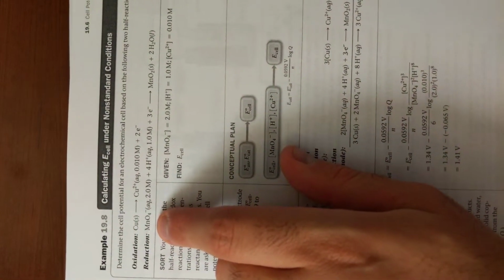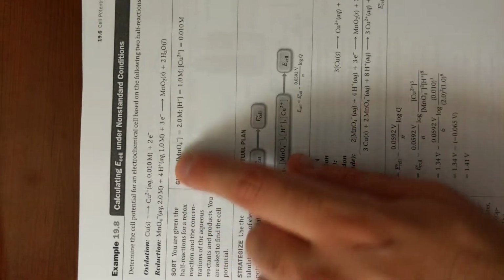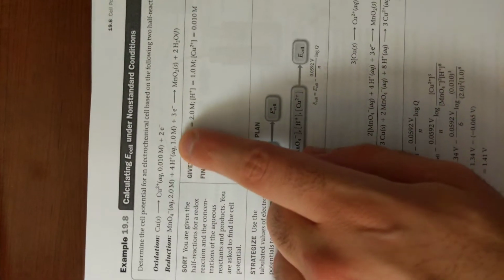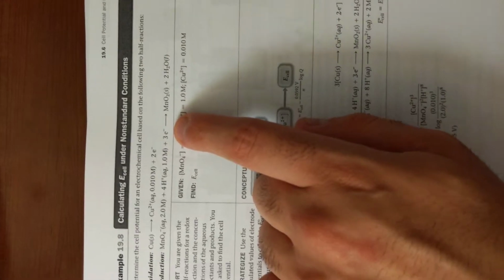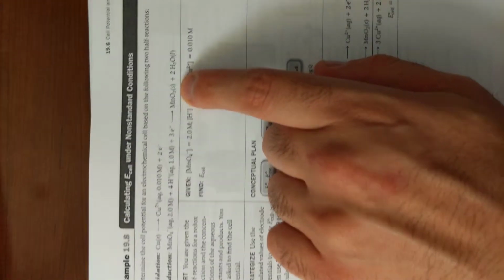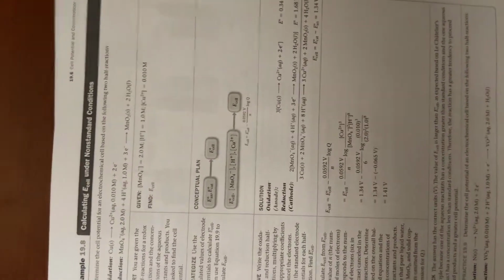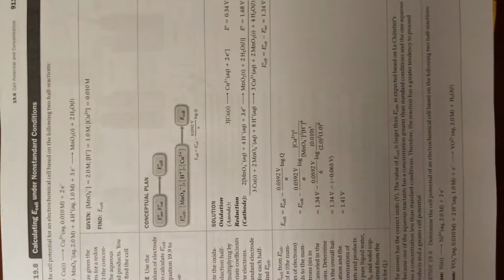Same thing for the reduction half reaction. They give you permanganate ion, they told you it's 2 molar, you add 4 H+, they told you that's 1 molar, and 3 electrons, and you get MnO2, which is manganese dioxide, solid, and H2O, water. And those don't have any charges, and they don't have concentrations. So now I have to try and figure out how to start putting things into the equation.